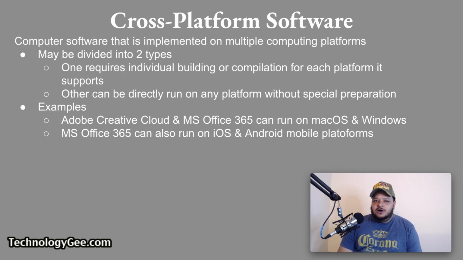Cross-platform software is software that is implemented on multiple computing platforms. Cross-platform software may be divided into two types. One requires individual building or compilation for each platform that it supports, and the other can be directly run on any platform without special preparation. For example, Adobe Creative Cloud and Microsoft Office 365 are cross-platform software that can run on Mac and Microsoft Windows. Microsoft Office 365 can also run on iOS and Android mobile platforms.